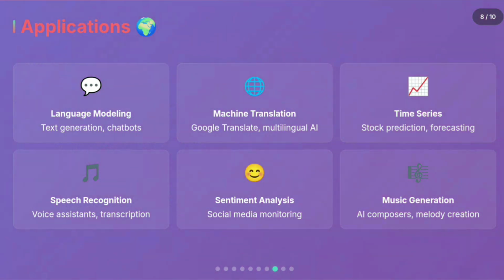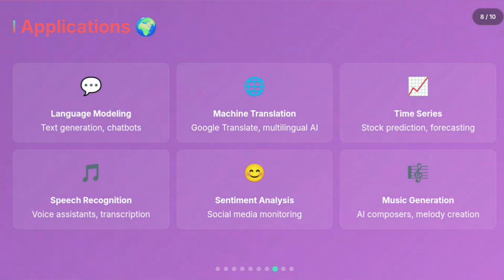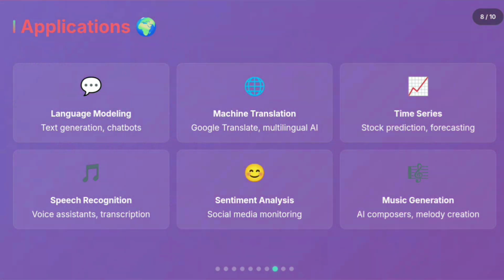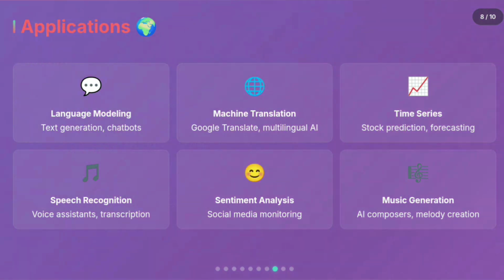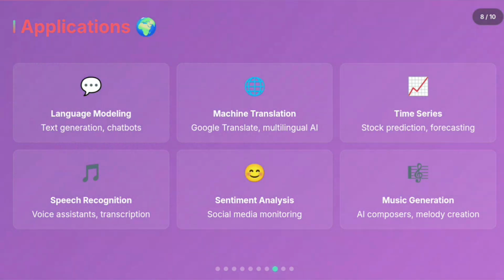Speech recognition. GRUs help convert your speech to text by understanding temporal patterns in audio. Time series prediction. From stock prices to weather forecasting, GRUs excel at finding patterns in sequential data. Sentiment analysis. Understanding the emotional tone of text by considering word sequences and context. Music generation. AI composers use GRUs to generate melodies that follow musical patterns. The common thread? All these applications involve sequential data where context and memory matter.